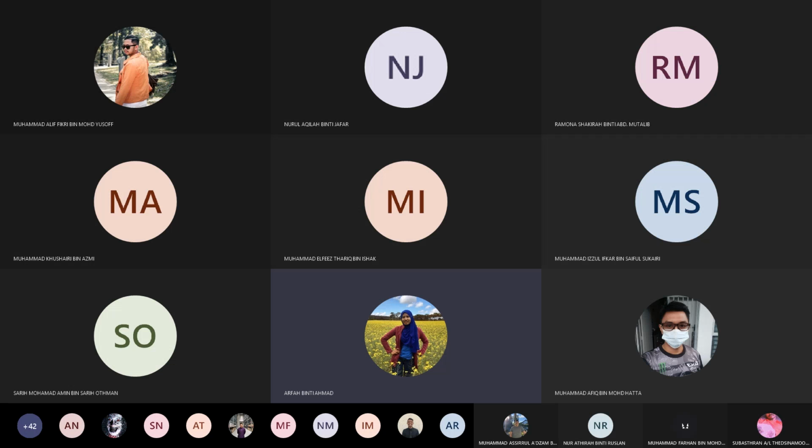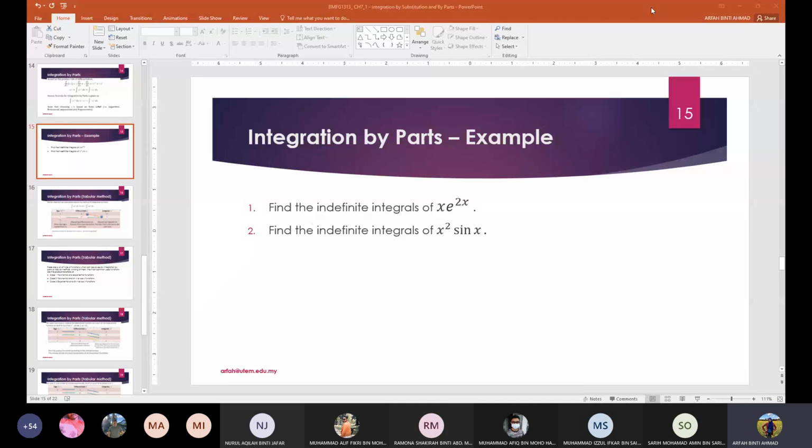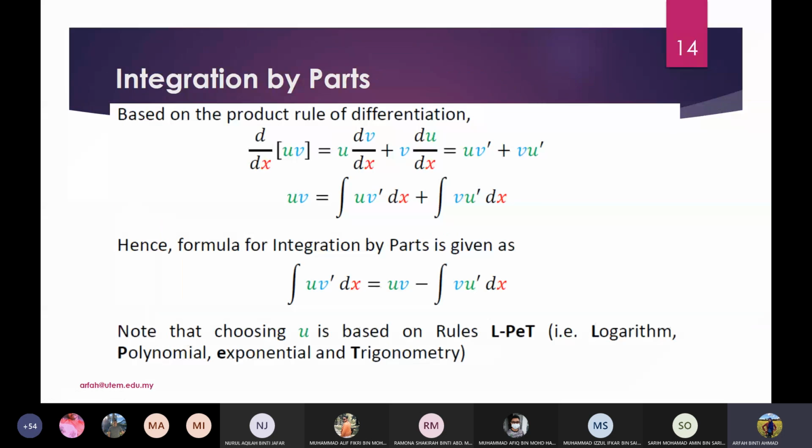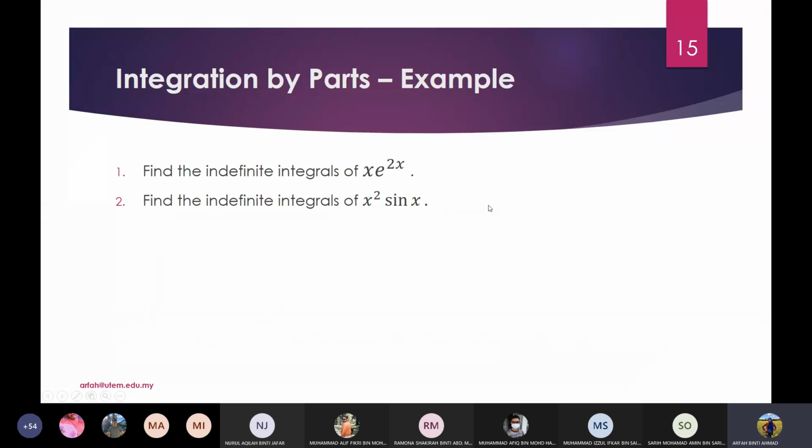Kita akan continue dengan integration by tabular method, where it is another continuation from the integration by parts, tapi rather than pilih u v, sebab kadang-kadang ada case where you have the function is something that tak akan habis dia punya integration. Okay, for example kalau awak integrate sin x, dia tak akan habis.